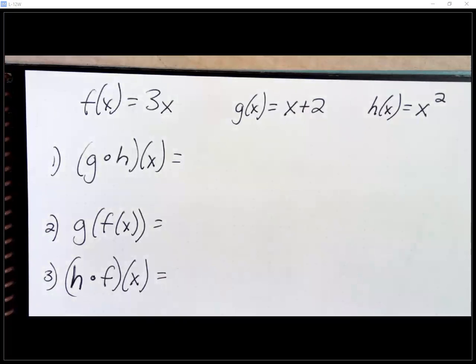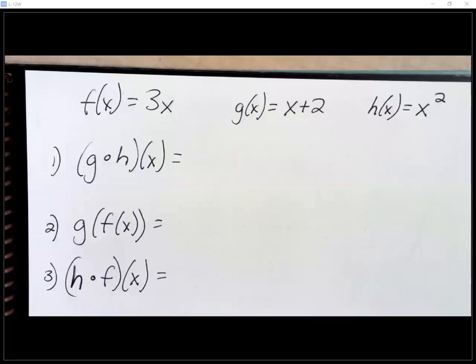So this notation, I know it feels like multiplication, right? Because again, we use parentheses to mean multiplication, but that's not what it means here when we are talking functions. So you are taking whatever this function is and inserting it into the other one. I hope that makes sense.